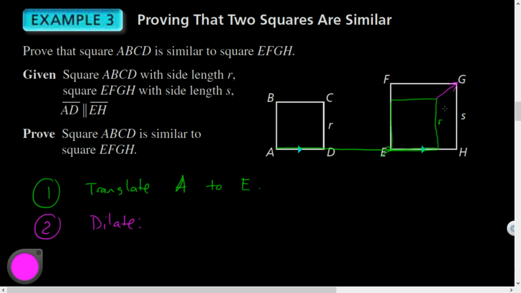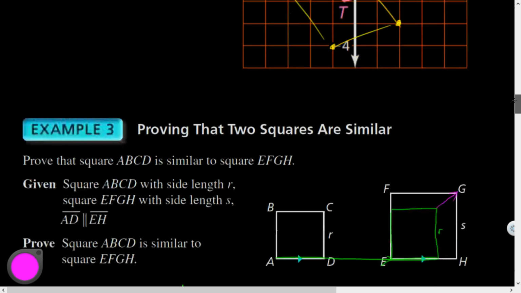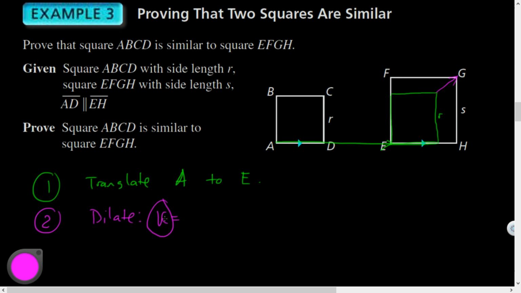But here's my question. What would k equal? And also, what is that letter? S over R? I think it would be R over S. R over S or S over R? It's the image over the pre-image. Image over the pre-image. So it's S over R.